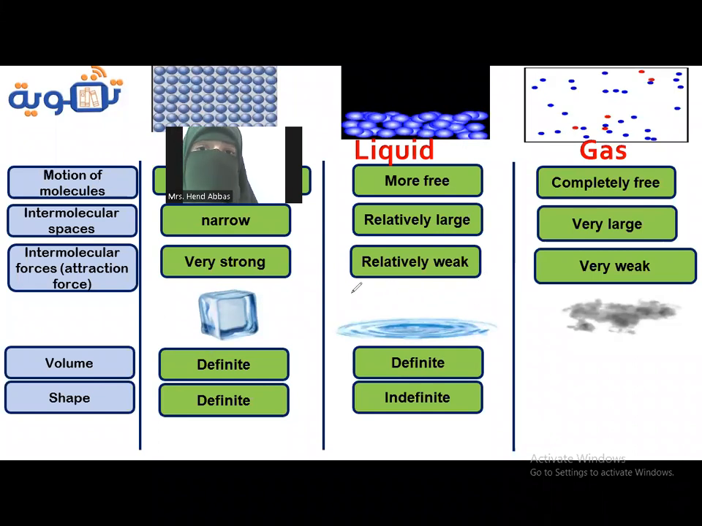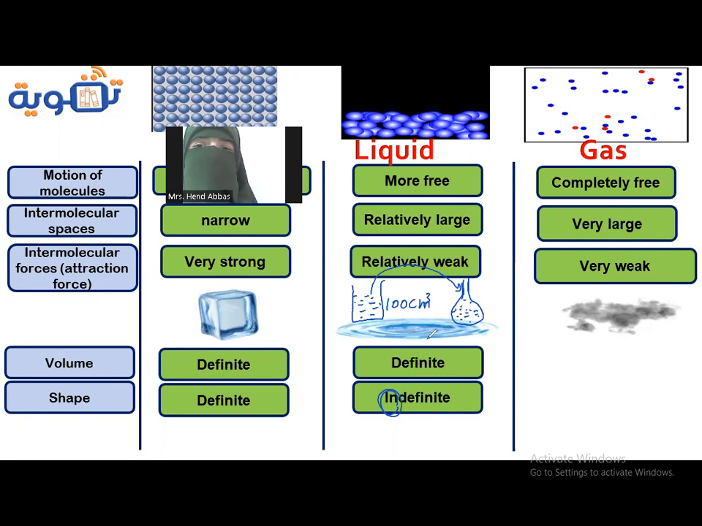If this is the cup, and you have water in this cup, and you pour this water into another flask or another container, the water will take the shape of the container. It will take the shape of it, okay? So does it have definite shape? No, it has indefinite shape, unfixed shape. It doesn't have a fixed shape.